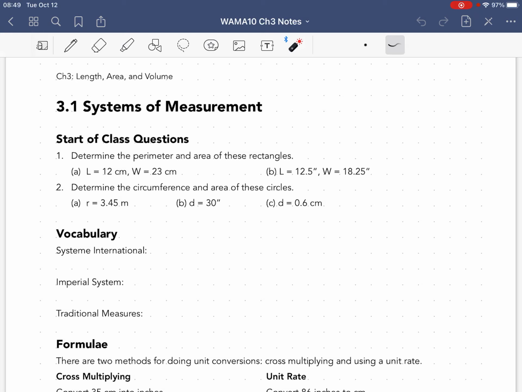All right, we're going to get started on section 3. Now, these start of class questions, we haven't been doing them recently, but we're going to start them right now because I want to review a few things.